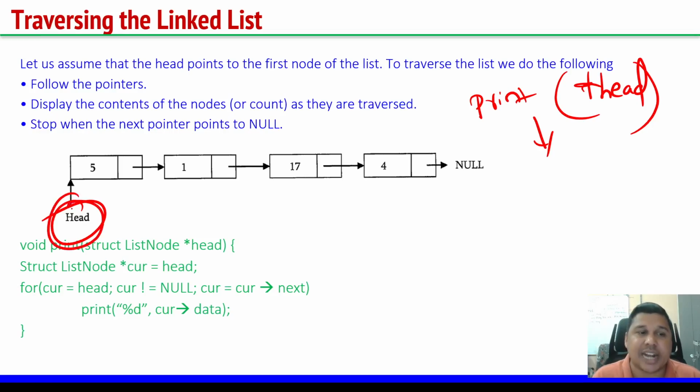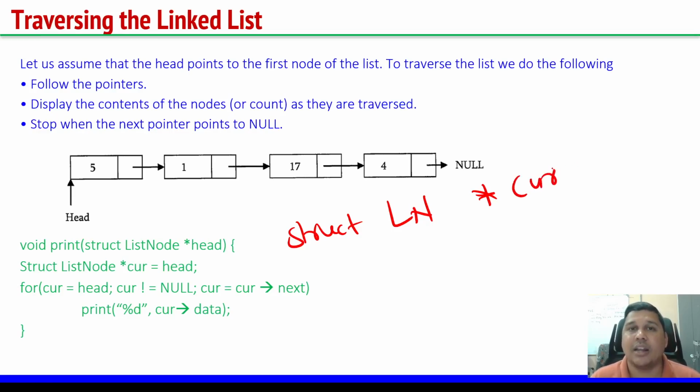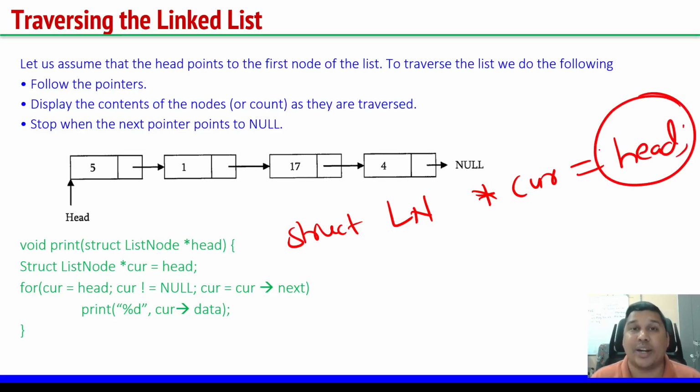This is an indication that the list begins from here. So it should always be fixed. That is the reason we copy that into a temporary variable. I am creating a temporary variable of this node data type. That is why I wrote here struct list node star current equal to head. Whatever address is there in head, I am putting in CUR. So it will also point here. The current variable also will point here.